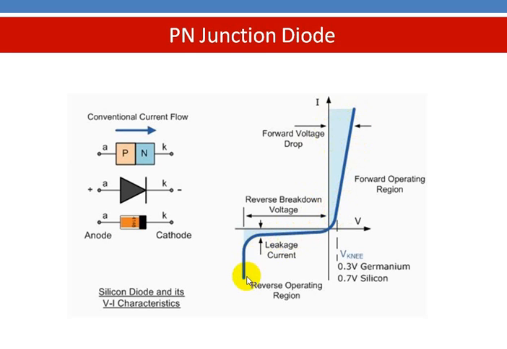Coming to the reverse breakdown region. In the reverse breakdown region, the cathode is made positive with respect to the anode, so reverse voltage is applied. The diode will not conduct. Only a very small leakage current will be flowing, and its magnitude will be very, very less. As you increase the voltage, the leakage current also slightly increases, and at a particular voltage called the reverse breakdown voltage, the device suddenly starts conducting current.